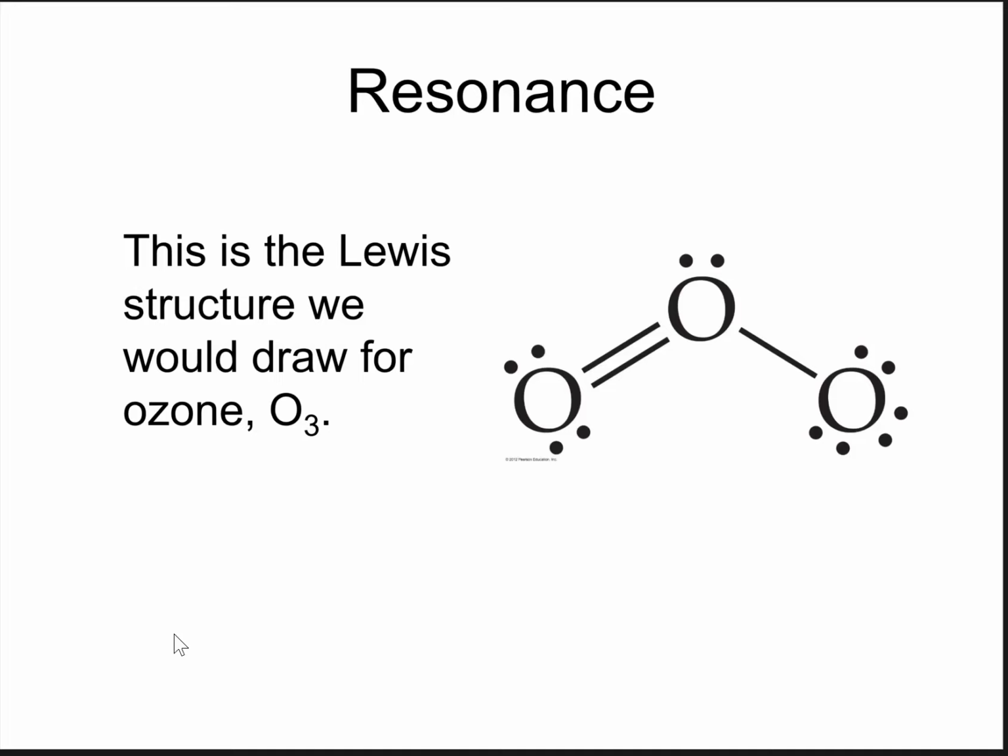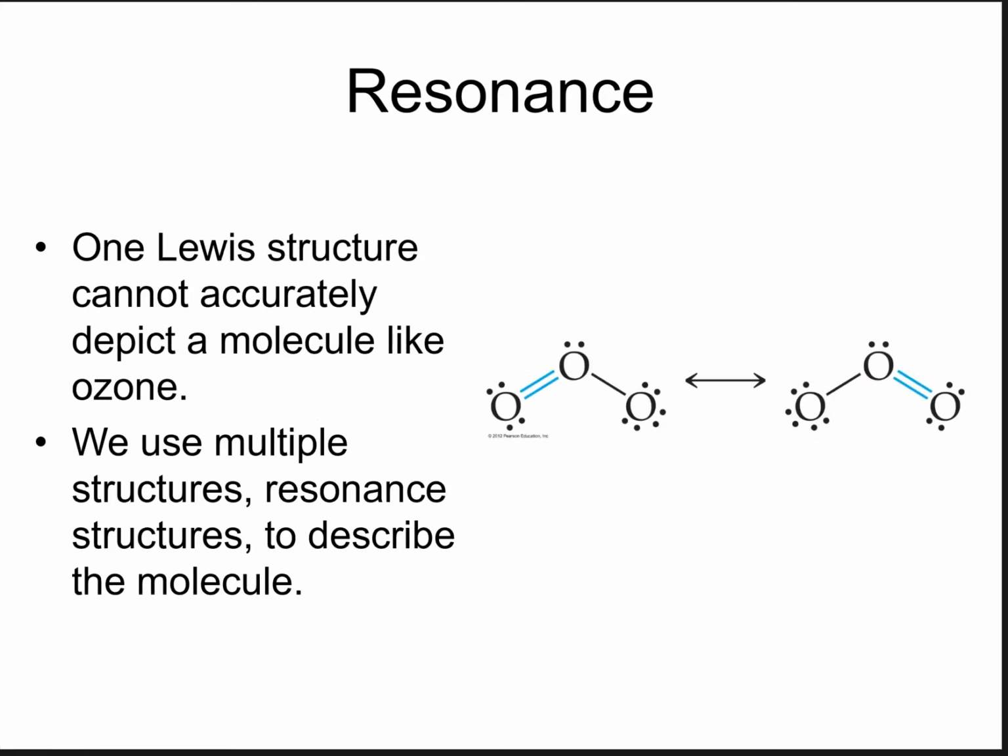Resonance is a situation where you have the same connectivity of atoms, however, the double bond can be placed in more than one spot. That is, the double bond is mobile. Since the double bond can move between the two oxygens, we describe this as having two Lewis structures which are equally correct. So what's really going on?